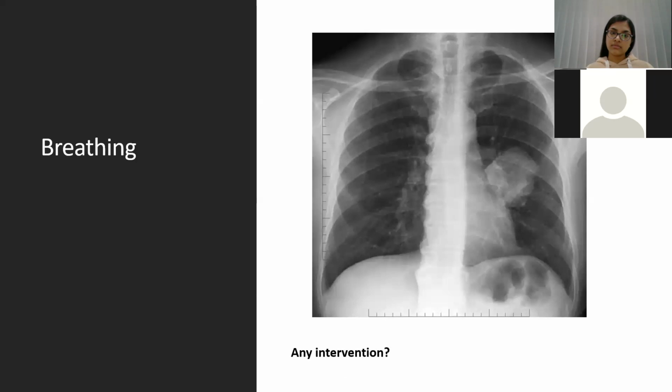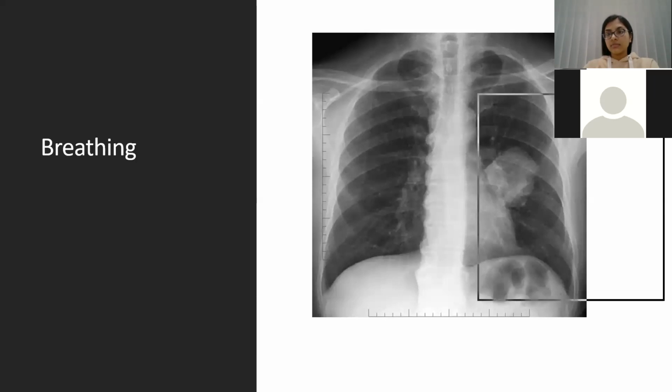Considering everything, his history, you've done the A and the B. So what intervention would you start him on now? You guys can shout out any answers. So he is hypoxic. Yeah, nebulized bronchodilators, good. And for his hypoxia, what would you give? Oxygen, yeah.